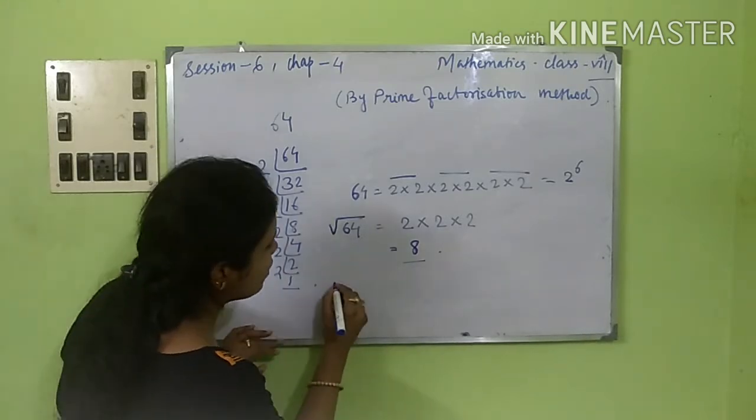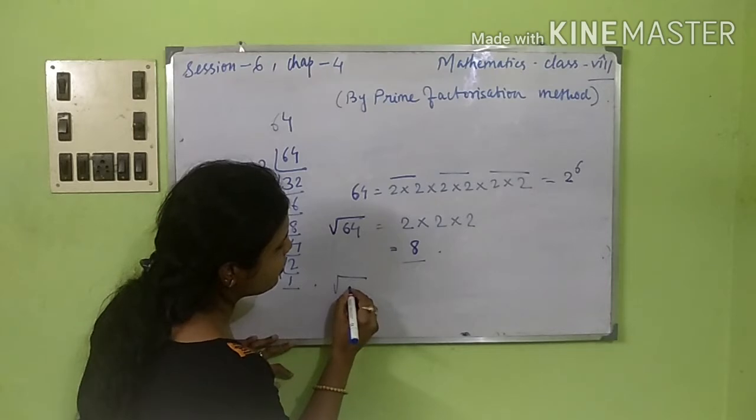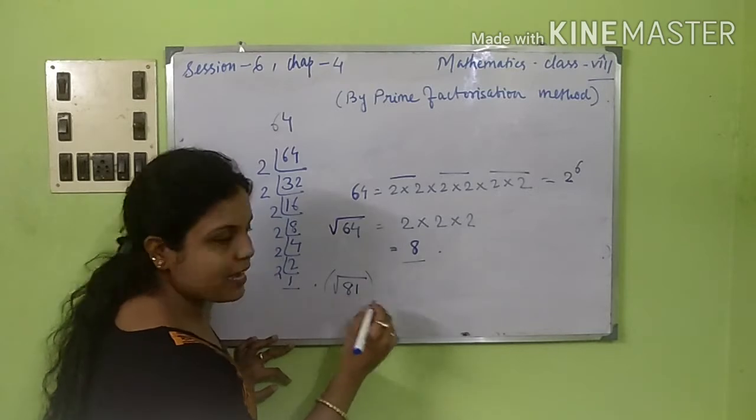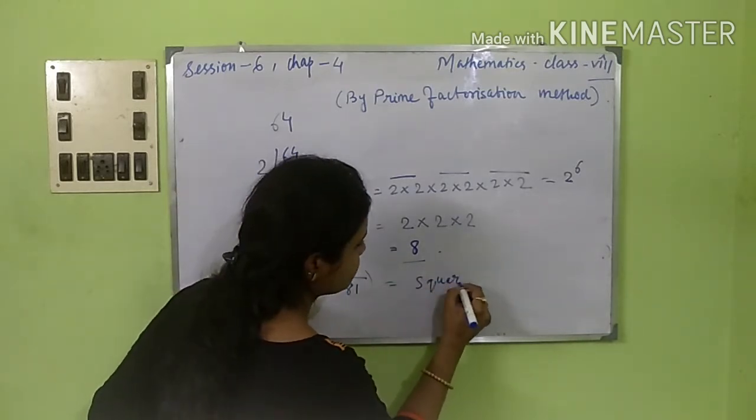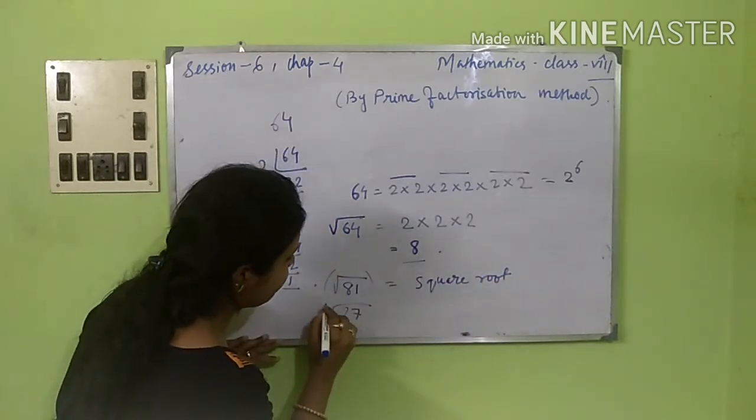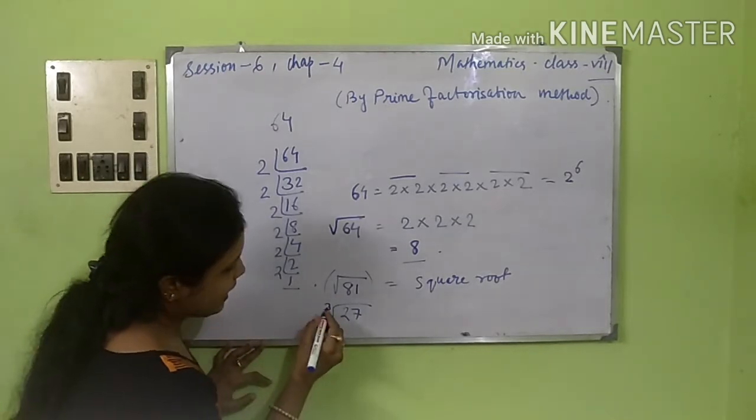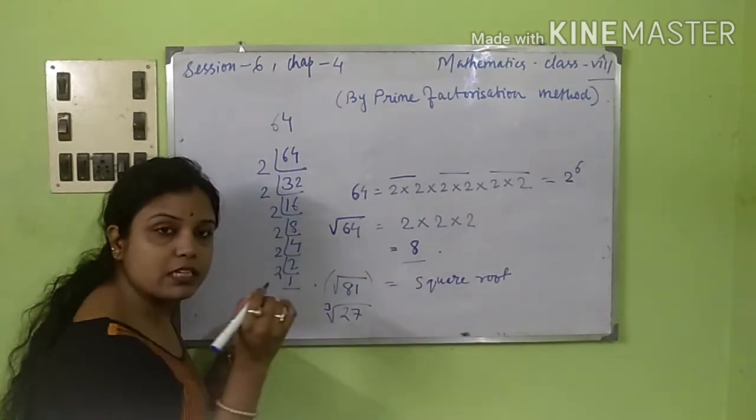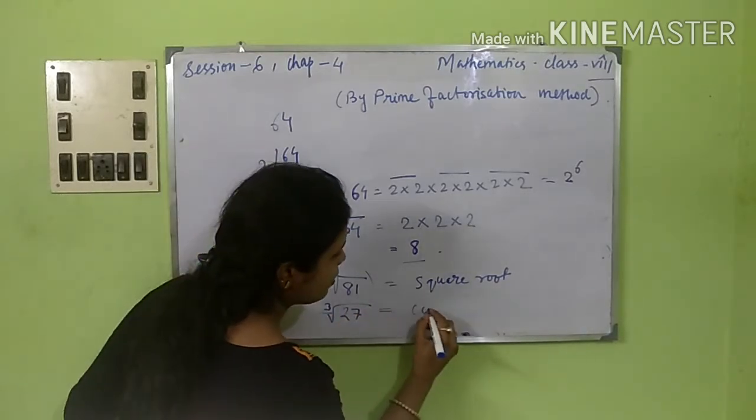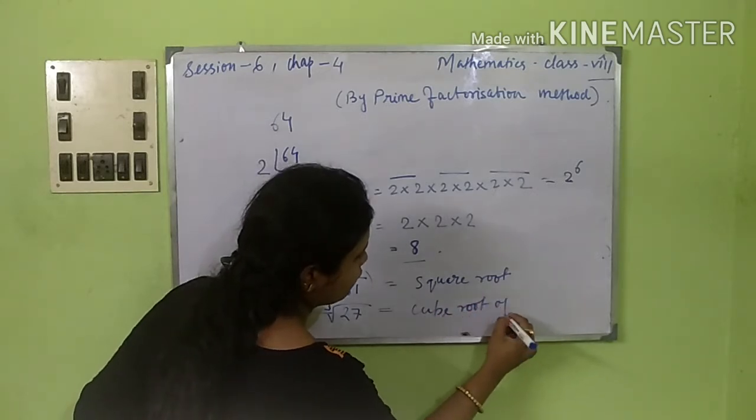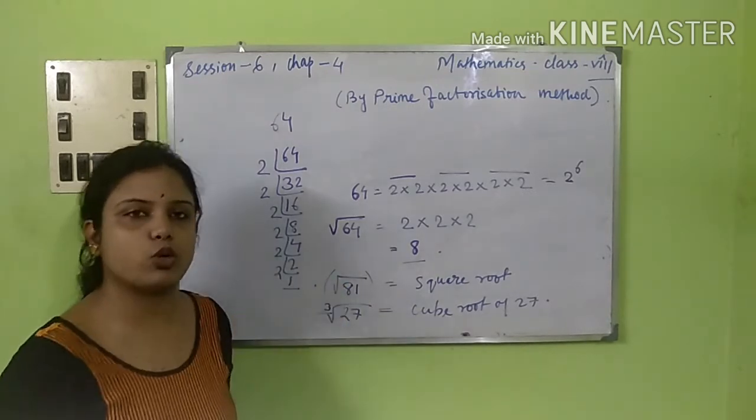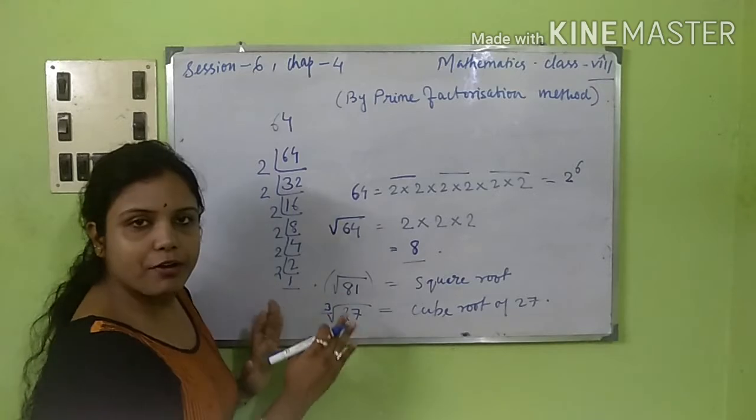Now let me tell you one thing. If only the root and a particular number is given, suppose 81, then this particular root implies it is a square root. But suppose the cube root of 27 is given, then obviously the third root, fifth root, sixth root or seventh root will be mentioned here. Accordingly this will be the cube root of 27. That will be mentioned. But if nothing is mentioned, that means it is a square root. Okay, so very well you can understand from here.